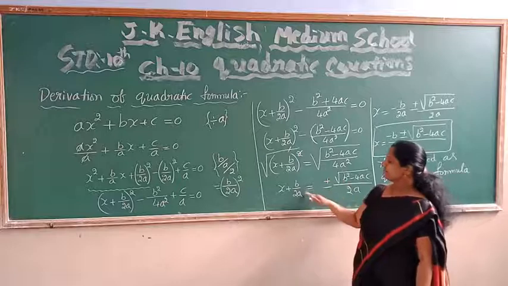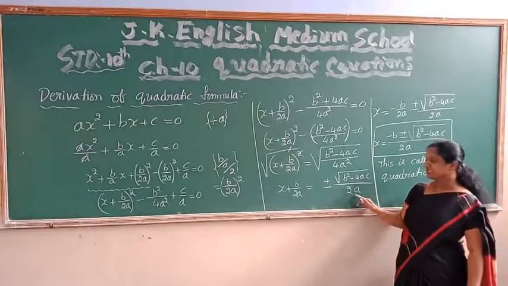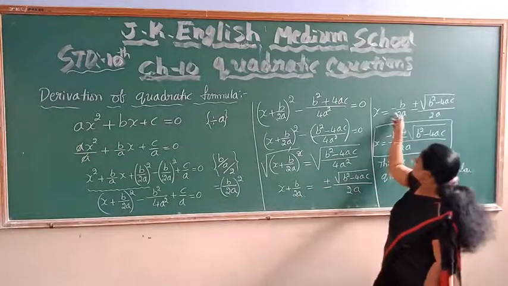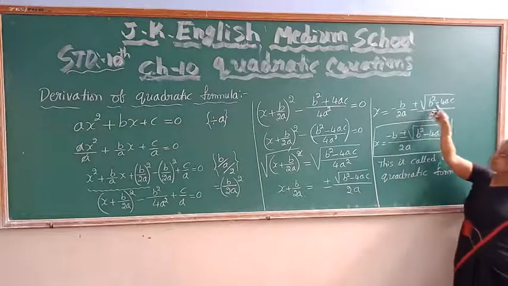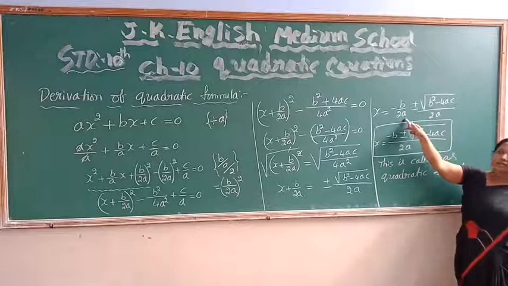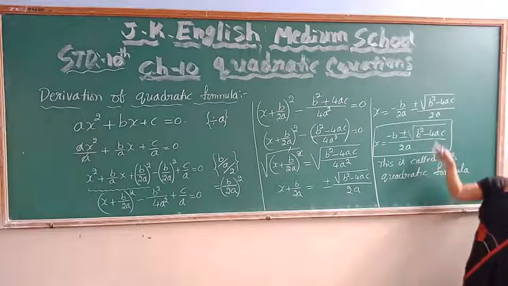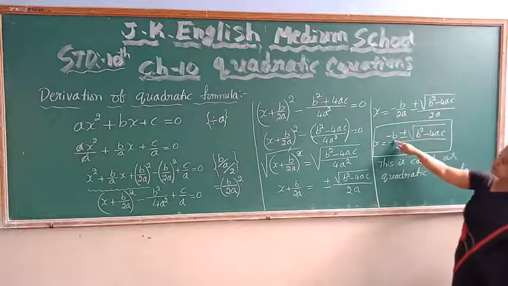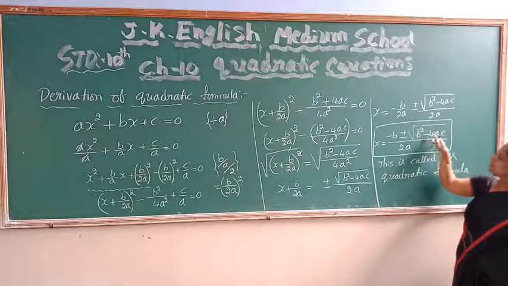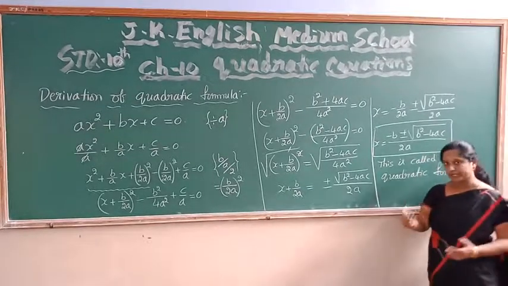Then x plus b by 2a is equal to plus or minus square root of b square minus 4ac by 2a. Then you take this term to this side, and it becomes minus b by 2a plus or minus square root of b square minus 4ac divided by 2a. Here the denominators are the same, so you can add the numerators with the sign: minus b plus or minus square root of b square minus 4ac. This formula is called the quadratic formula.